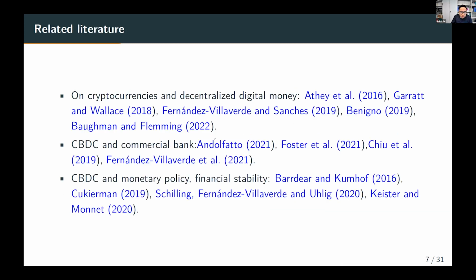The literature review is too large to sum up, so there are a few papers here: theoretical models on either crypto or CBDC, and there's the connection between CBDC and commercial banks, and CBDC and monetary policy and financial stability. My paper lies in the first and the third sections.